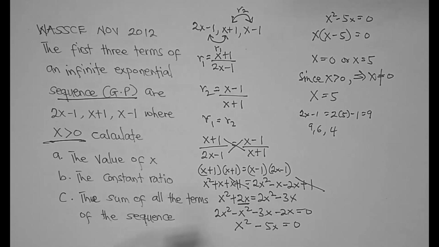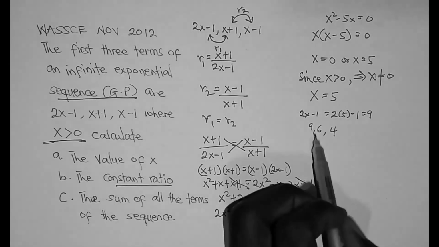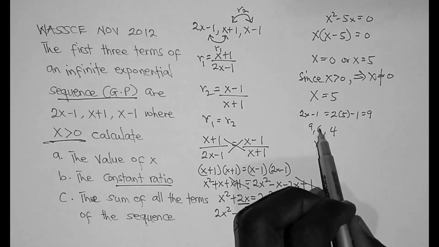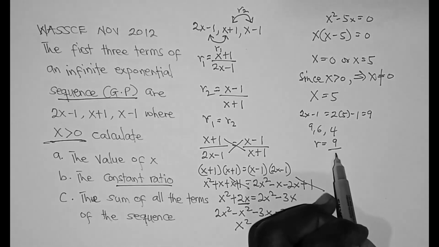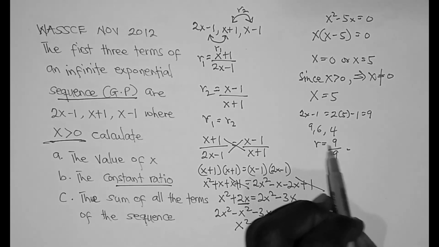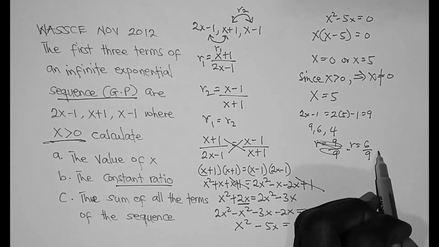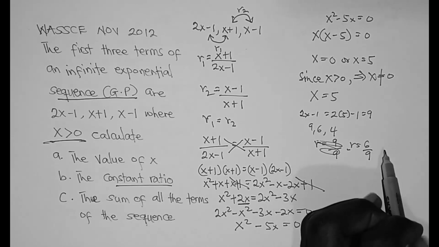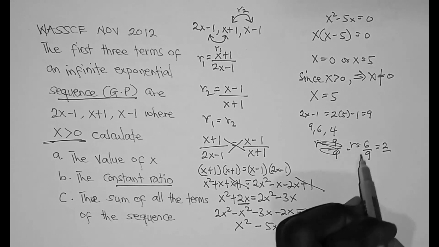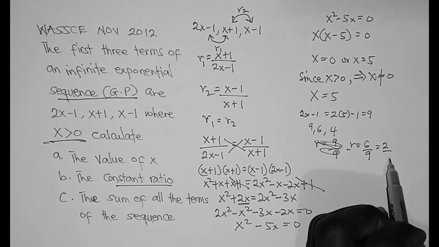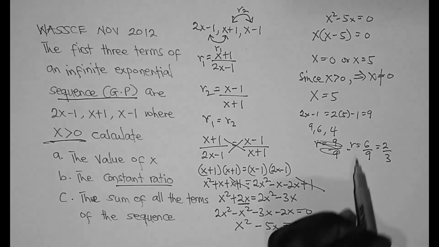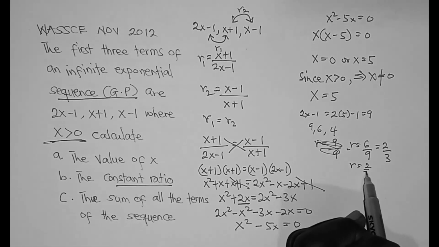Then the second part of the question says we should find the constant ratio. R is equal to 6 divided by 9. 6 divided by 3 is 2. And then 9 divided by 3 is 3. So R is equal to 2 over 3.